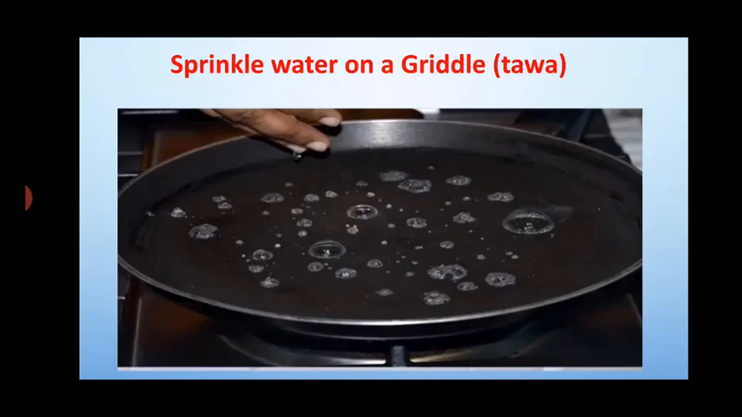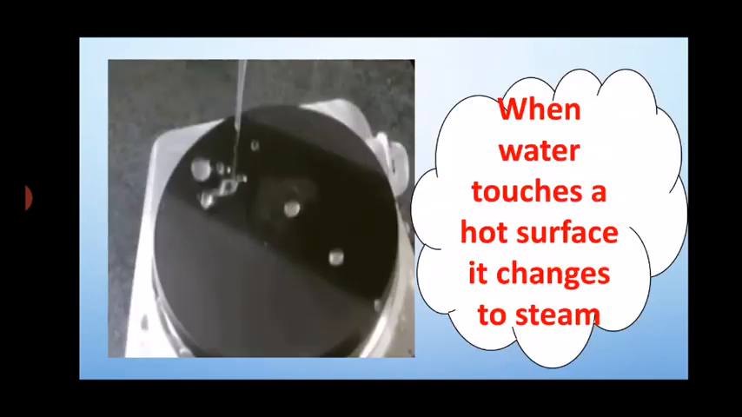Then you will see that the water droplets fly away in the air, they evaporate. Look like this. You can see water touches a hot surface. What happens? It immediately changes into steam. So this also we saw. So when water not only boils, but also touches a hot surface, it changes into steam, and when it touches a cold surface, it changes into water vapor, and water vapor changes into water.